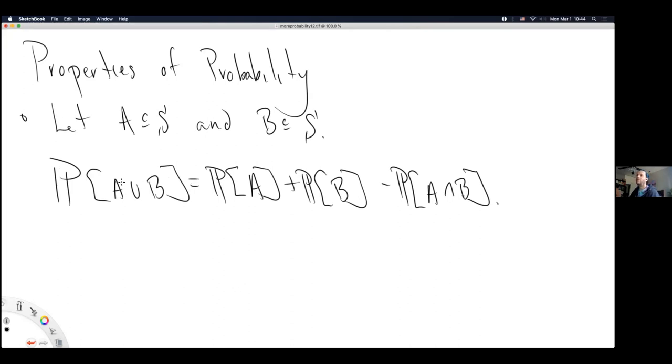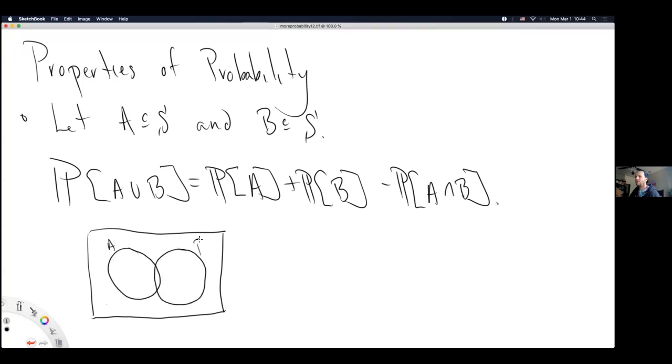If you want the probability of a union, so that would be like, here's A and here's B. And if you want this probability, then you should find it by adding together the probability of A to the probability of B and subtracting off the probability of their intersection. So it's a Venn diagram, yes. This is essentially just a Venn diagram.